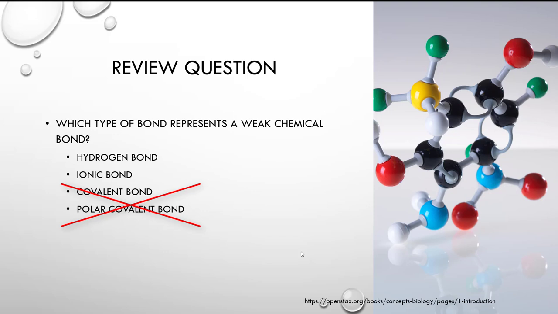Is a hydrogen bond a chemical bond? No, that's just a weak interaction, right? It's not forming a molecule. So the ionic bond is a weak chemical bond. So that's the correct answer. So that's a tricky question because you kind of think, hey, couldn't it be hydrogen bond too? No, so hydrogen bonds are just weak interactions between two molecules, but a chemical bond is what's forming a molecule. Okay, so there's a little trick there.